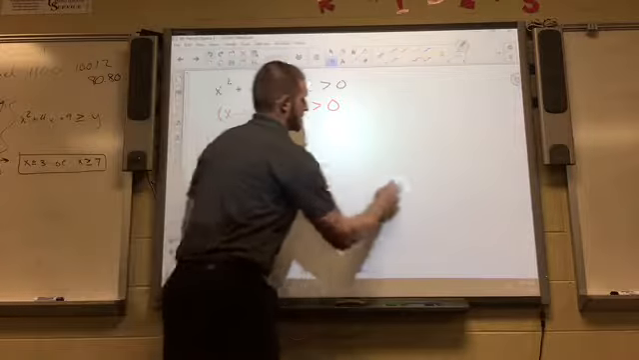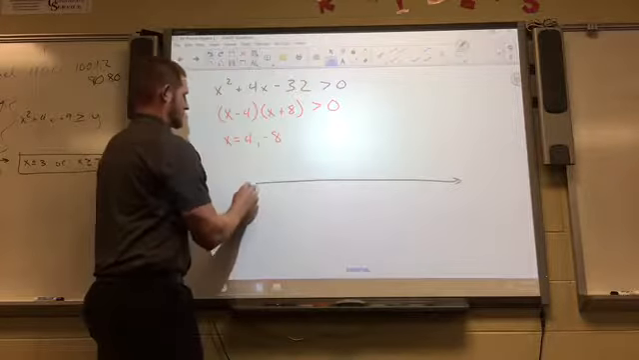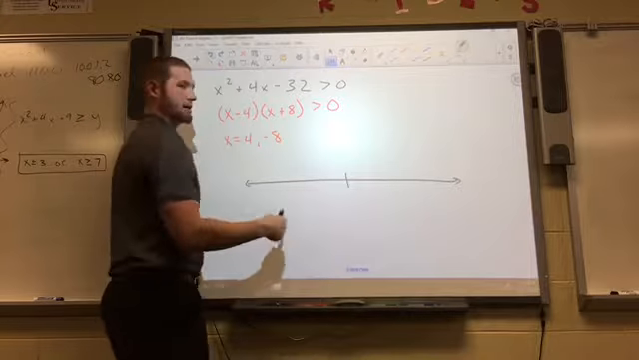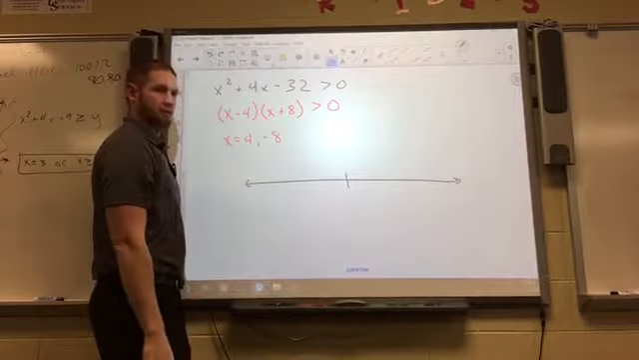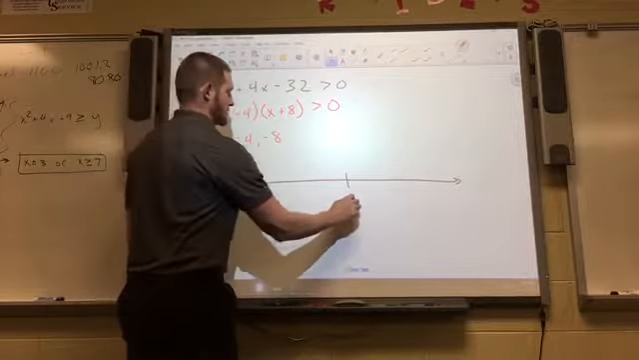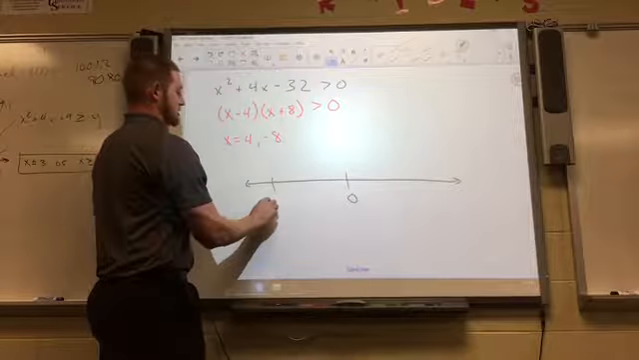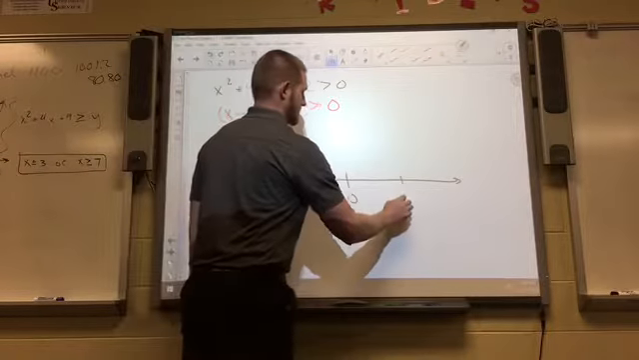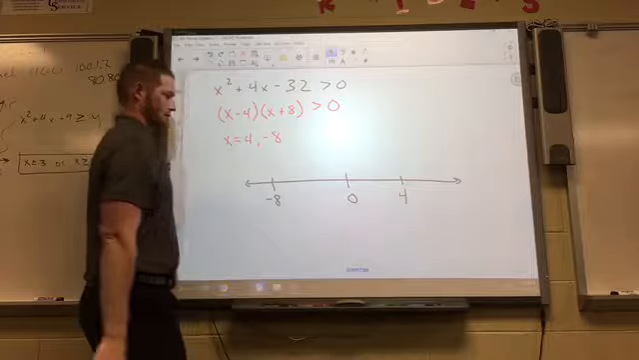You will have to create a number line. On Big Ideas, it'll probably give it for you if it's needed, right? Okay, so I have 0. I'm just going to quickly do negative 8 and positive 4. I don't need to worry about all those numbers in between.